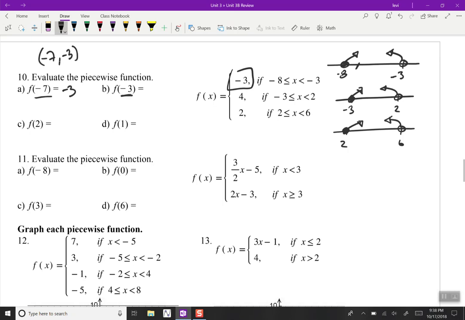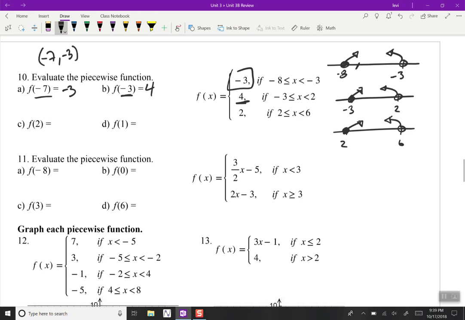-3, well, which one would we be at? Would we be at this top one, or would we be at the middle one? We'd be at the middle one because of the closed circle, because we want to be greater than or equal to -3. The top one's just being less than -3. Well, -3 is equal to -3. So what's our answer? 4.